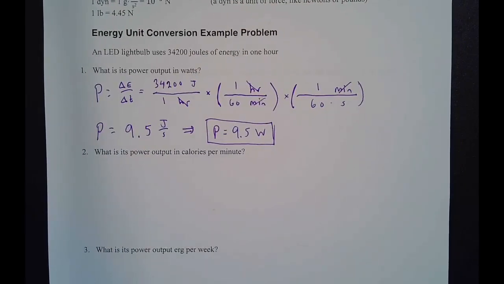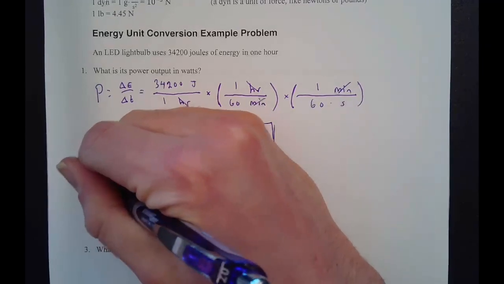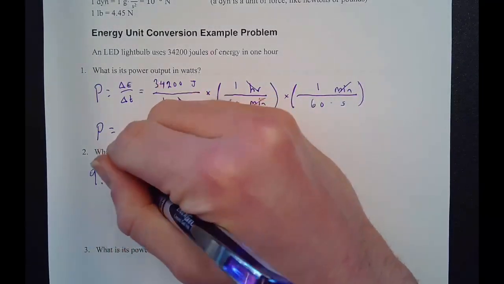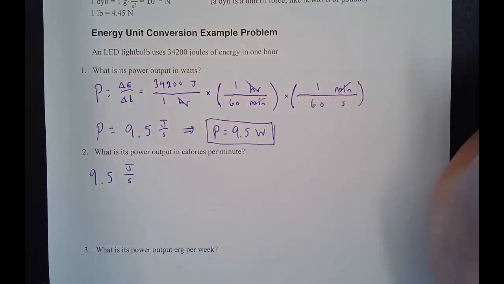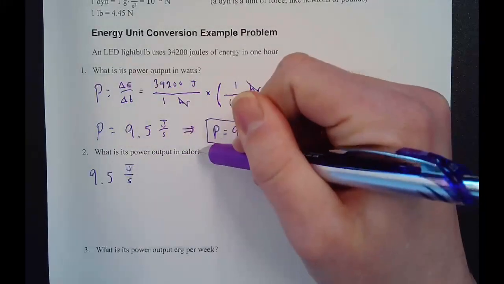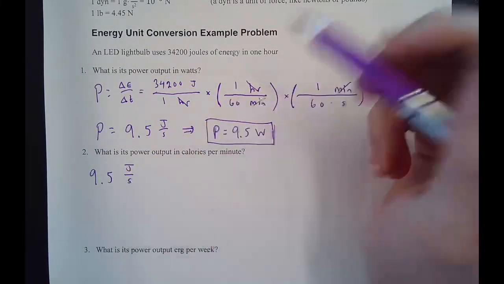Next, this is an unusual unit to measure power in, but we can do it. What is the power in calories per minute? This works because calorie is an energy unit. So I'm going to write that as 9.5 joules per second, which is the same thing as a watt. I want to convert the joules into calories, lowercase c, and the seconds into minutes.